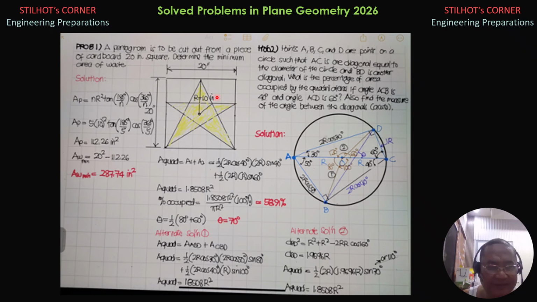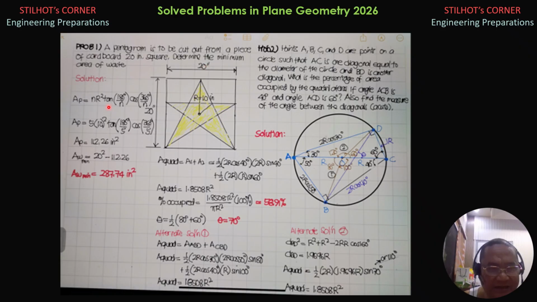So here is the first problem. A pentagram, which is a regular five-pointed star, is to be cut out from a piece of cardboard 20 inches square. Determine the minimum area of waste. The waste area is the difference between the area of the cardboard, which is 20 square, and the area of the five-pointed star. By analysis, the radius of the pentagram is 10 inches, half of 20 inches.